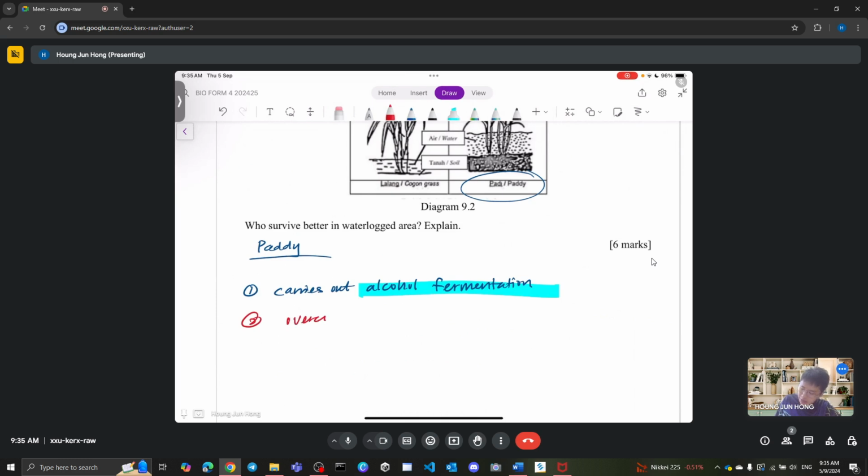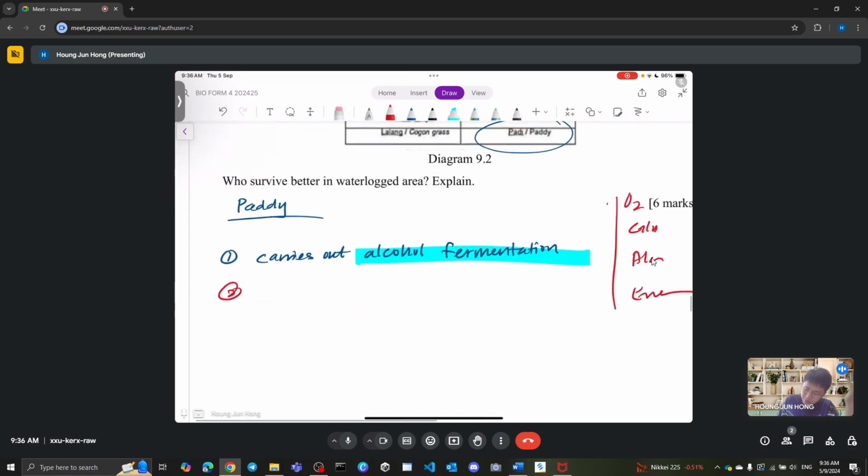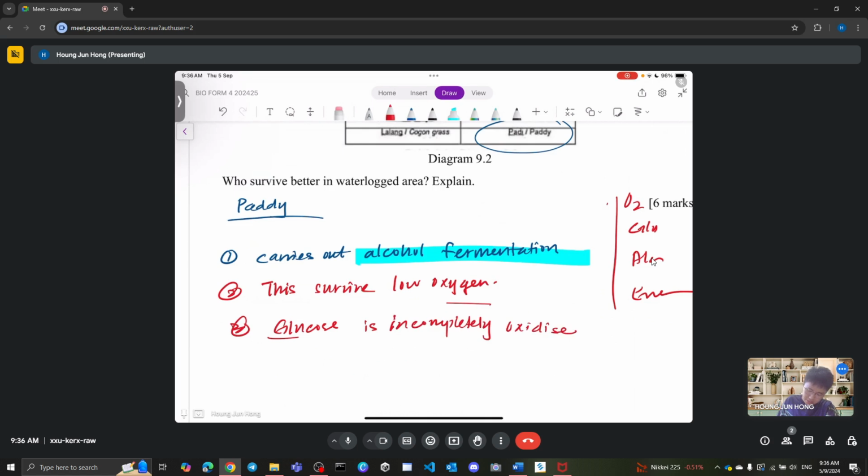Remember the typical flow: oxygen, glucose, alcohol, and energy. So basically, talk about oxygen. This plant survives low oxygen. How to survive low oxygen? Talk about glucose. After oxygen, you have glucose. Glucose is incompletely oxidized, and the product is ethanol.